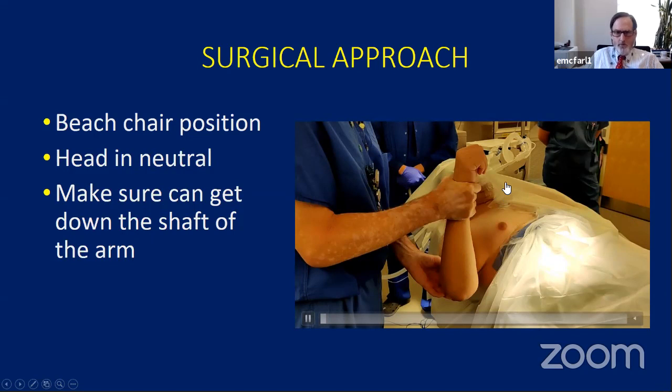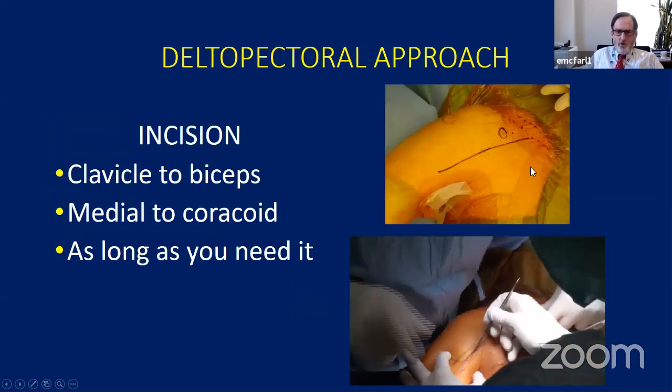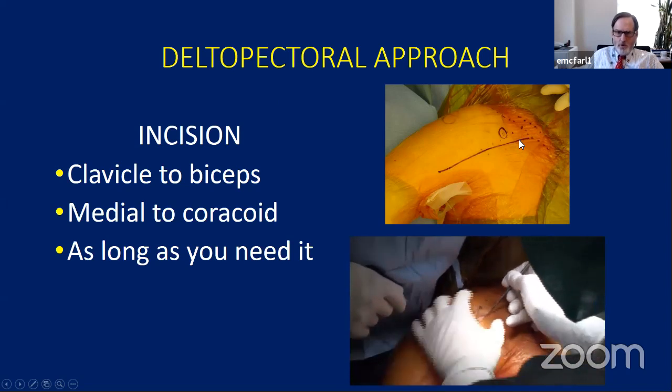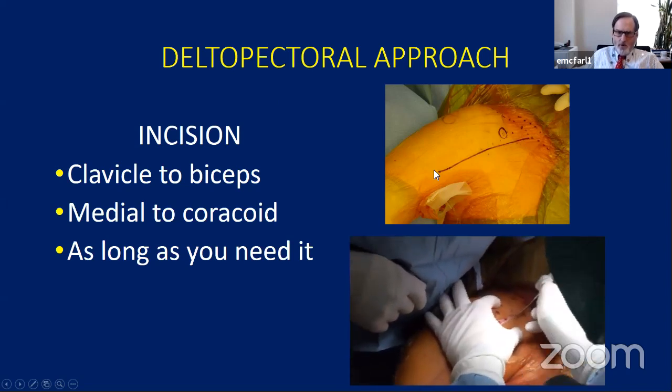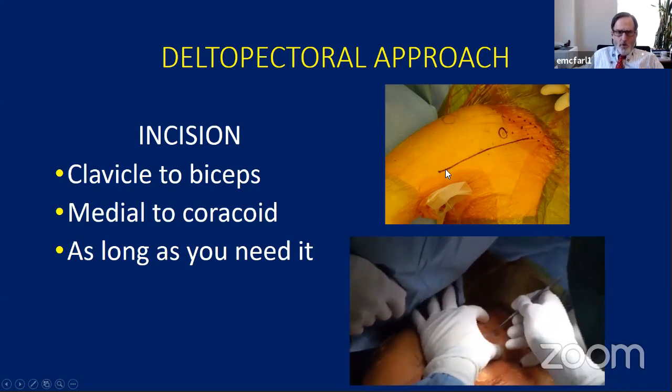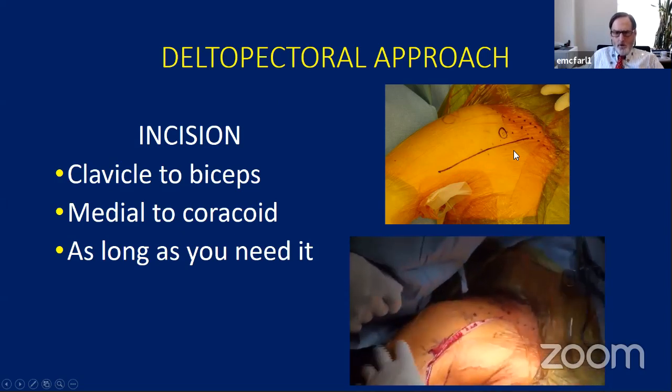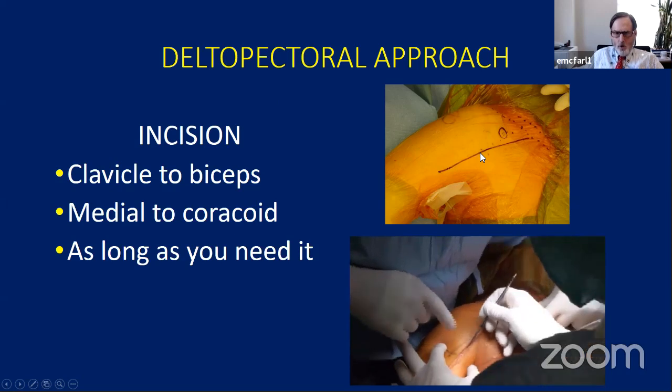So the incision, I usually start at the inferior margin of the clavicle and come all the way down to the deltoid insertion. You need to make the incision as long as you need to make it. There's no sense trying to do this through a small hole.